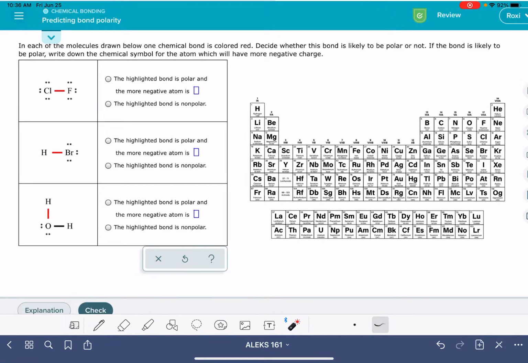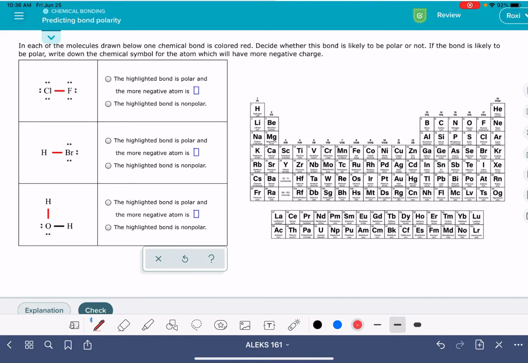In this video, I'll show you how to solve the ALEKS problem called predicting bond polarity. In this problem, you're going to be given 3 molecules. Each molecule is going to have one bond highlighted in red, and you are supposed to decide or predict whether or not the bond is likely to be polar.